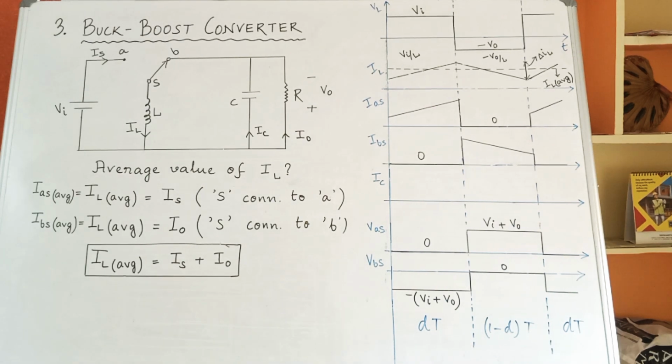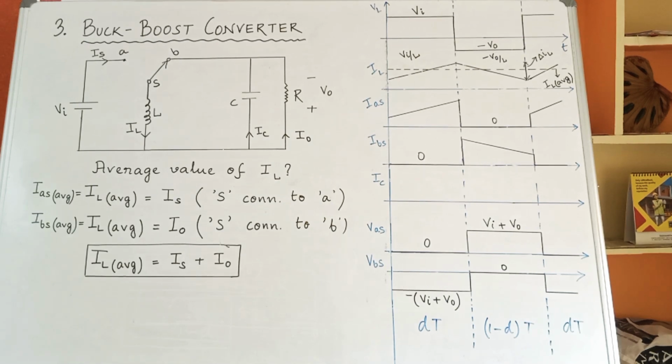Next, we will find the average value of currents IAS and IBS. We know that when S is connected to A, IAS flows, and during the time interval IAS is equal to IL, and we had already calculated IL average during the time interval, which came out to be IS. So IAS average is equal to IL average is equal to IS.